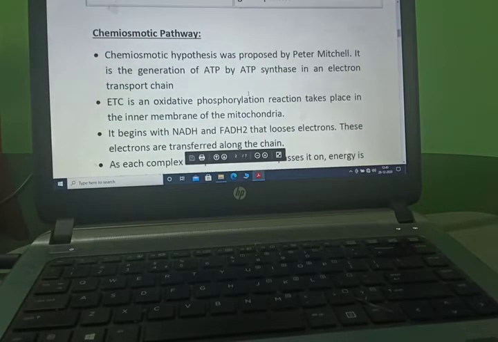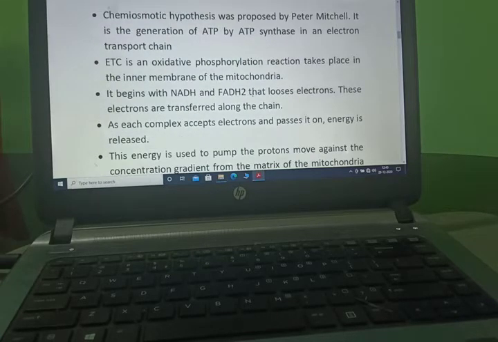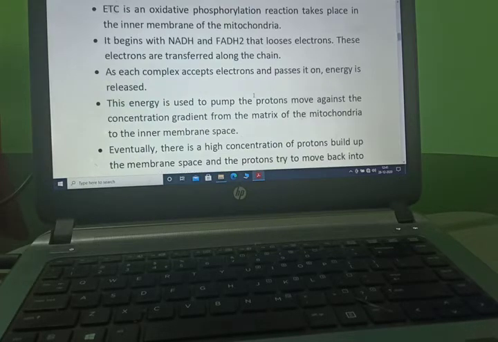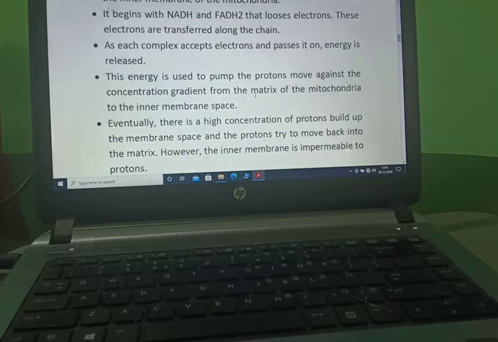Now we are starting our next topic, that is the chemiosmotic pathway. The chemiosmotic hypothesis was proposed by Peter Mitchell. It is the generation of ATP by ATP synthase in an electron transport chain. ETC is an oxidative phosphorylation reaction that takes place in the inner membrane of mitochondria. It begins with NADH and FADH2 that lose electrons. As each complex accepts electrons and passes them on, energy is released.